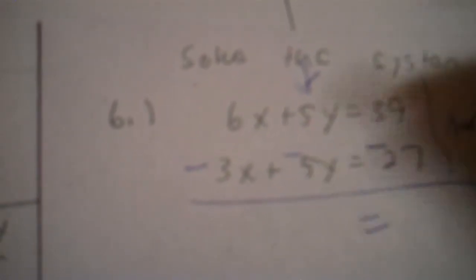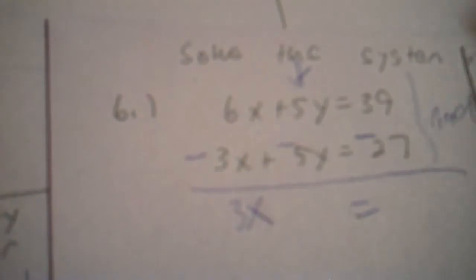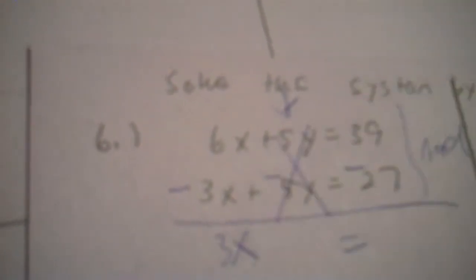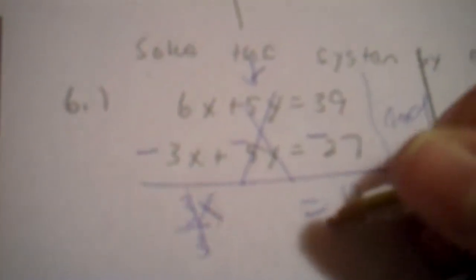So 5 plus negative 5 is 0, because that's going to be 3x. 5 negative 5 makes 0. 39 plus negative 27 is 12. Then you divide by 3 and you get 4 for x.